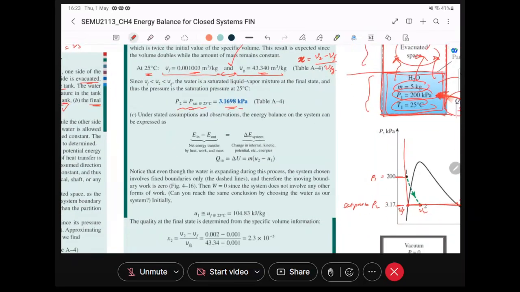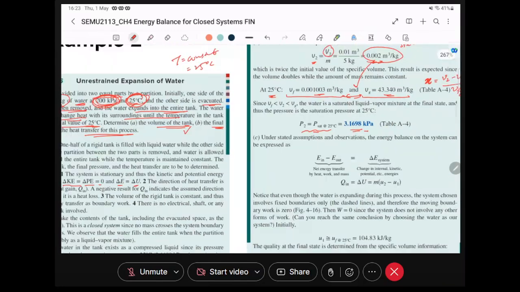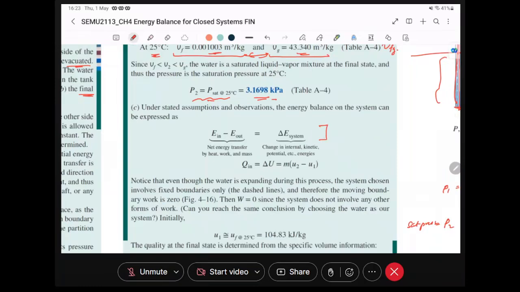And then the last part is to determine the heat transfer in the process. Okay, so for this, definitely we have to use the energy balance equation. For the energy balance equation, this here we know is equal to the change in the internal energy. So therefore, mass multiplied with the specific energy change from state 1 to state 2. So therefore, U2 minus U1.